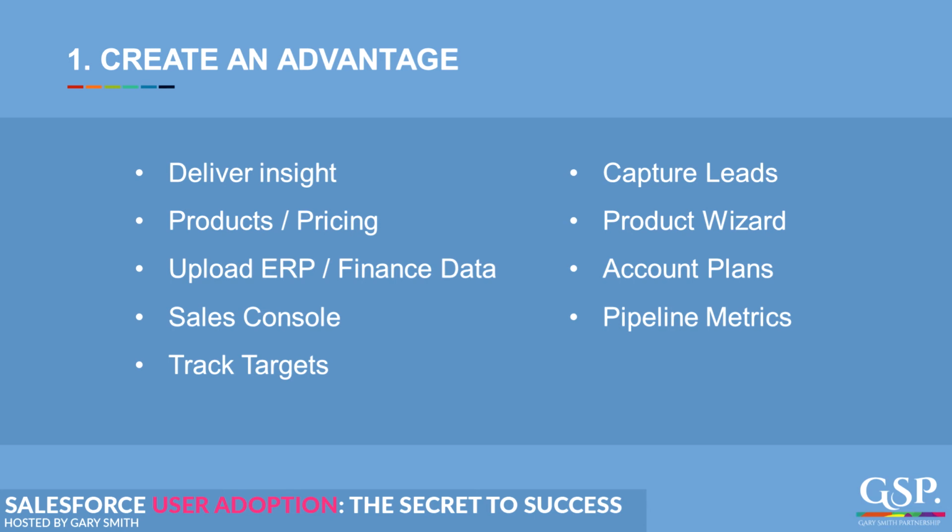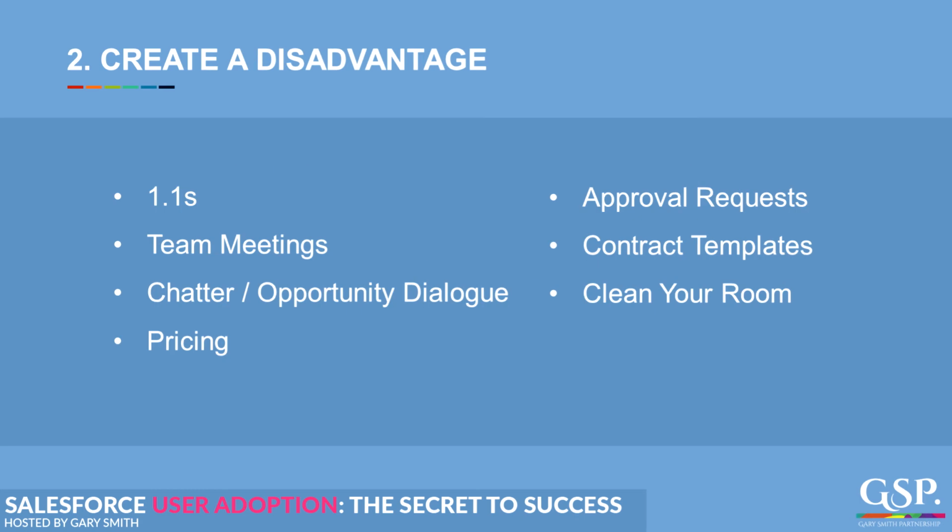Tracking targets. In Salesforce, every salesperson needs to track their performance against target. So often it's done outside the system on spreadsheets and so on. Setting up account plans and so on. You get the idea. You must create an advantage to using the system.